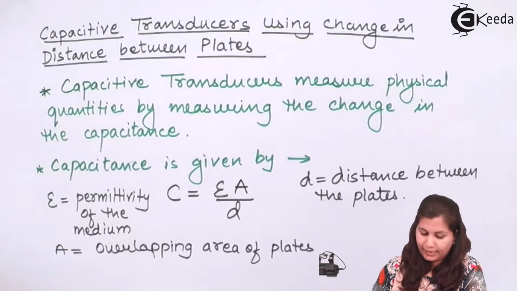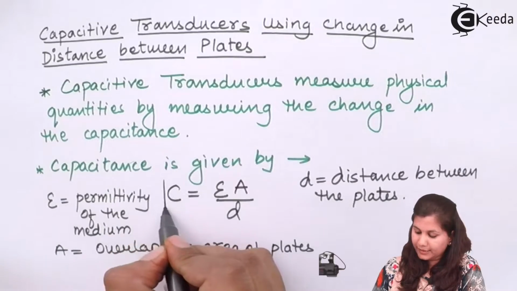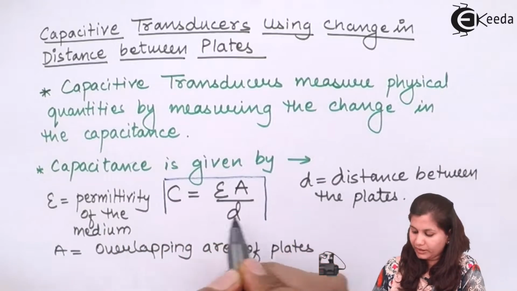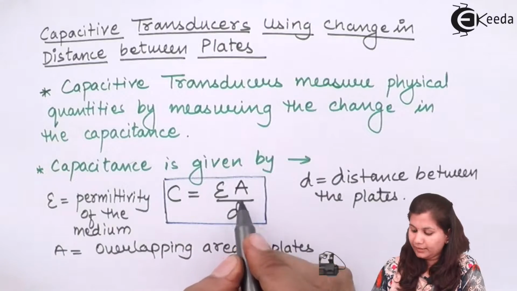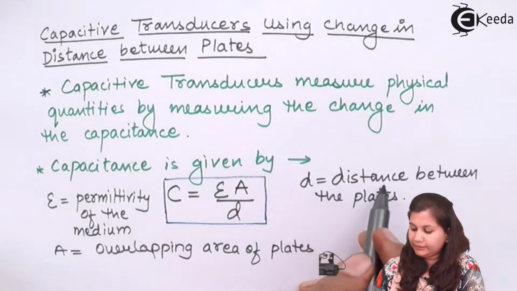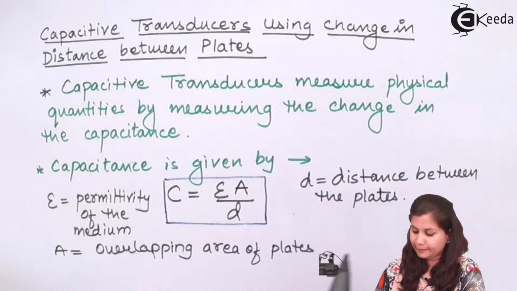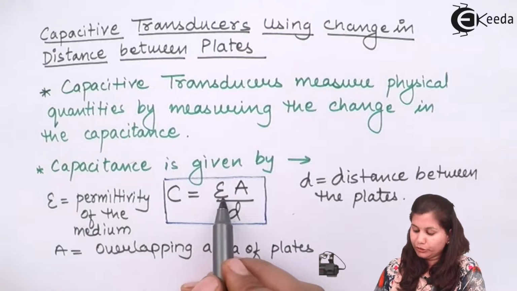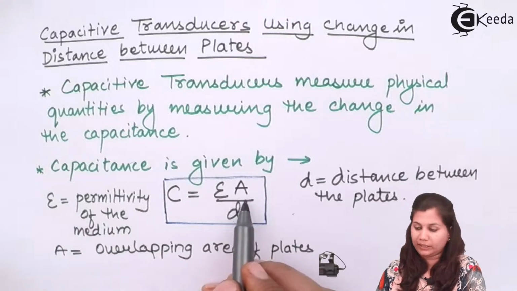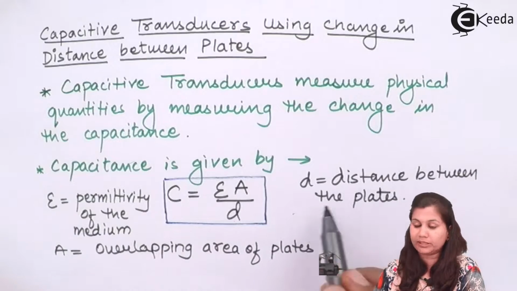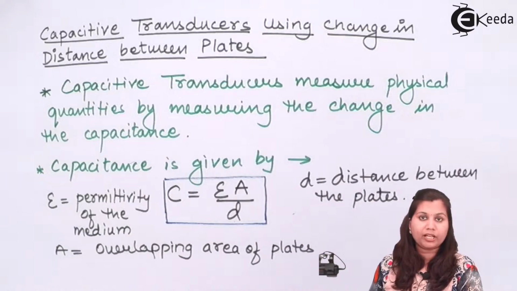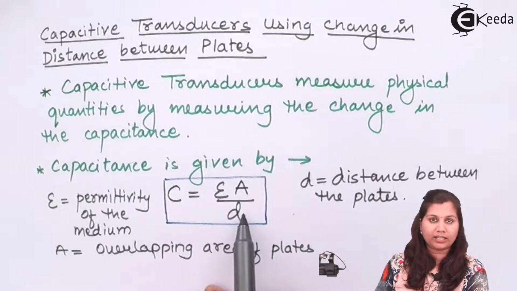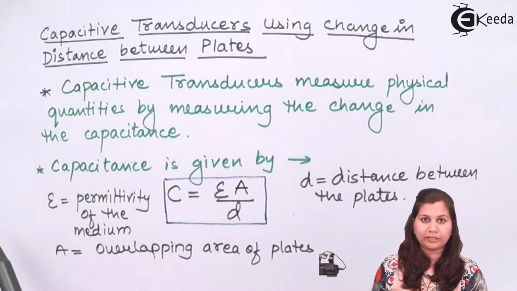So you can see that the capacitance is dependent upon three variables: epsilon, that is permittivity, A, the overlapping area, and D, the distance between the plates. It is directly proportional to the permittivity and the overlapping area, and inversely proportional to the distance between the plates. Now, by any means, if we change any of these three variables, then the capacitance will change.